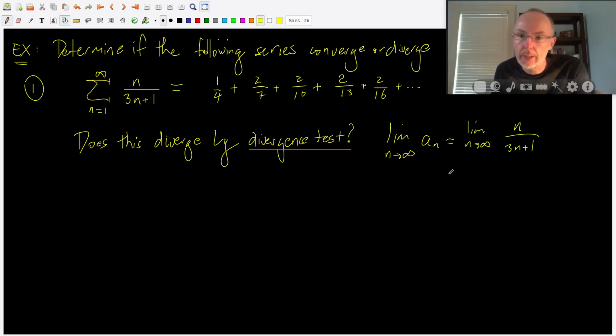So this is a Calc 1 problem. You can use L'Hopital's rule by converting it to a continuous function and writing it as x over 3x plus 1, but you don't need to do that. If I divide top and bottom by n, I multiply top and bottom by 1 over n. When we simplify the algebra, what we're left with is the limit of 1 over 3 plus 1 over n. 1 over n goes to 0, and so this whole thing goes to 1/3.